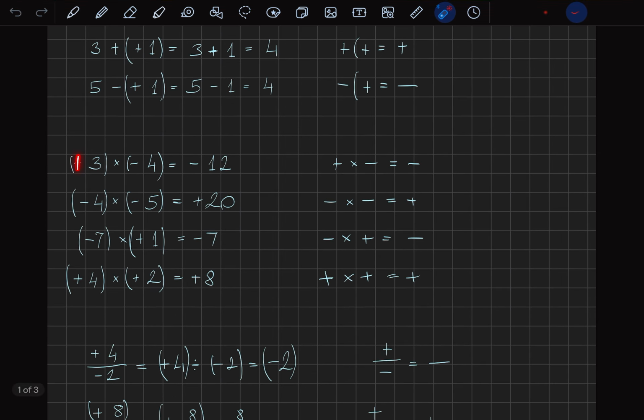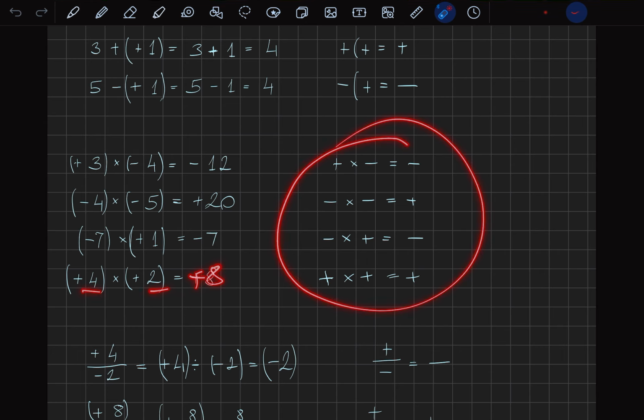Multiplication: plus 3 times minus 4, plus times minus is minus, 3 times 4 is 12. Minus 4 times minus 5, minus times minus is plus, 4 times 5 is 20. This is how it will work. Minus times plus is minus, 7 times 1 is 7. Plus times plus is plus, 4 times 2 is 8. Okay, this is the half.